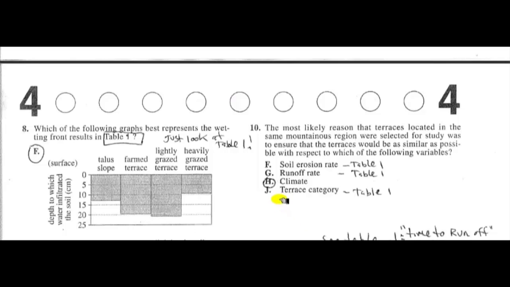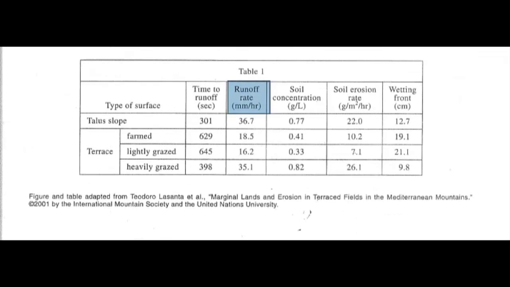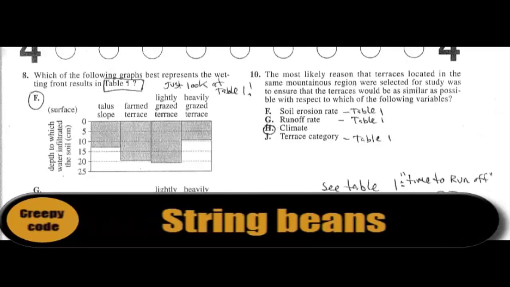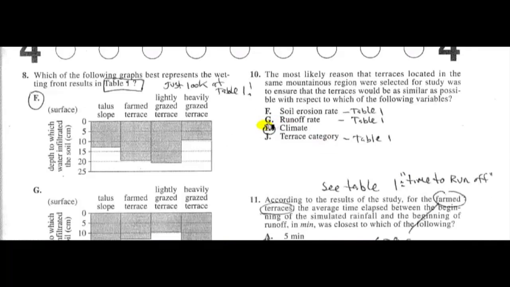Answer choice H says climate, and J says terrace category. Go ahead and look in the columns here. First of all, do we see anything that says climate in the x-axis? Nope. Do we see anything that says climate in the y-axis? No. That would be the correct answer, because if you find the same mountain, it's got the same weather conditions. H is going to be the correct answer.